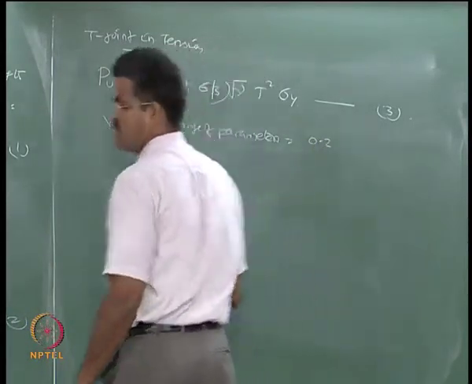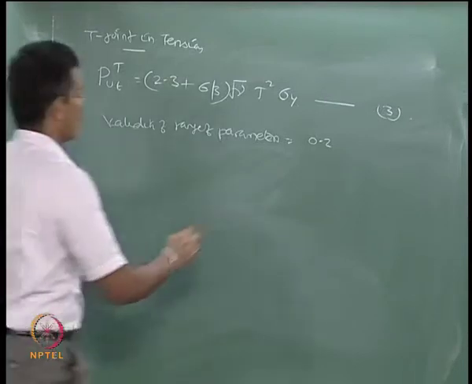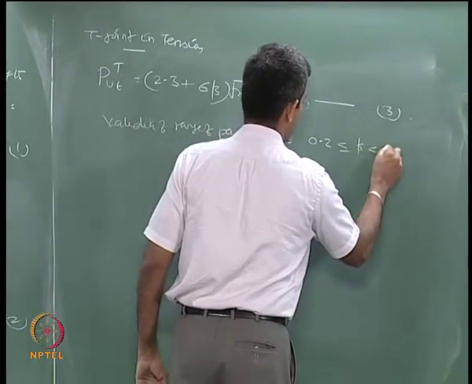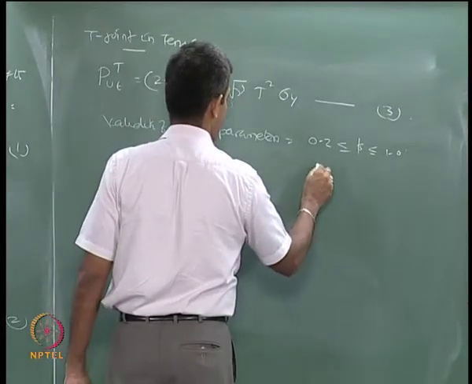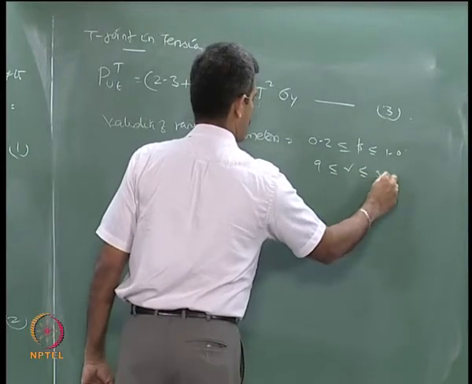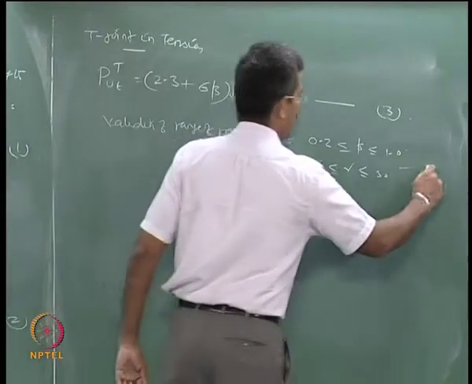0.2 to 1.0 and 9 to 30. I will call this equation number 4.